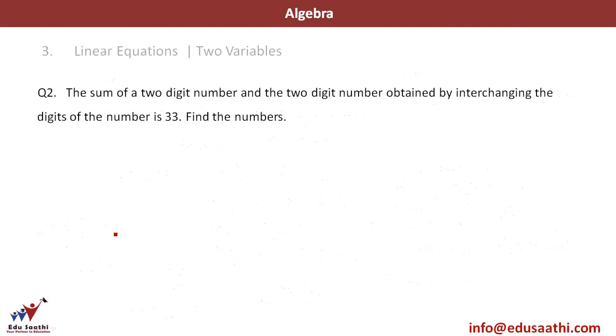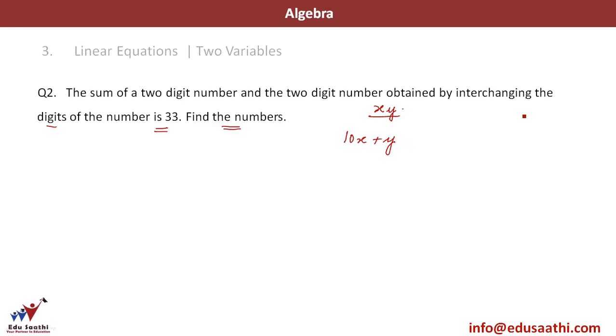Let's look at question number 2. The sum of a 2-digit number and the 2-digit number obtained by interchanging the digits of the number is 33. Find the numbers. Now, if you have gone through the chapter on number system, you would easily understand this. Let me suppose the number is xy. How I write the number is 10x plus y.